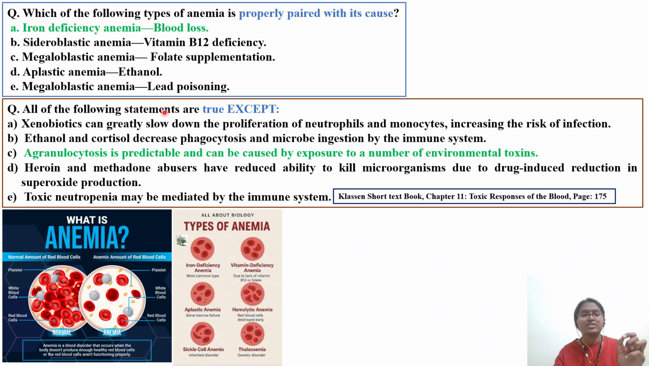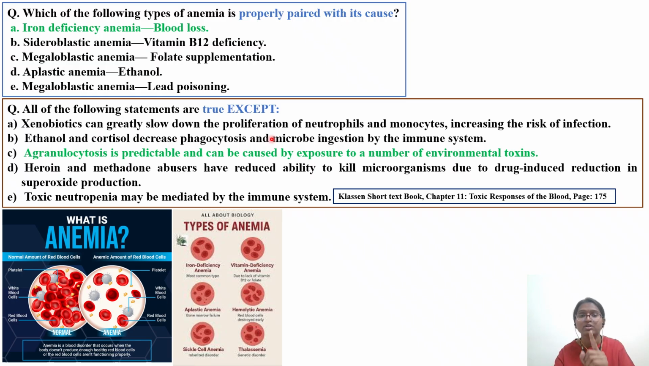Next, all of the following statements are true except. So we need to identify. This is the green statement. It is wrong: agranulocytosis is predictable and can be caused by exposure to a number of environmental toxicants. This is more of a generalized, vague statement. We don't know how many environmental toxins are related to agranulocytosis. That's why this particular statement is wrong. The rest of the statements are right. What are those? You see.